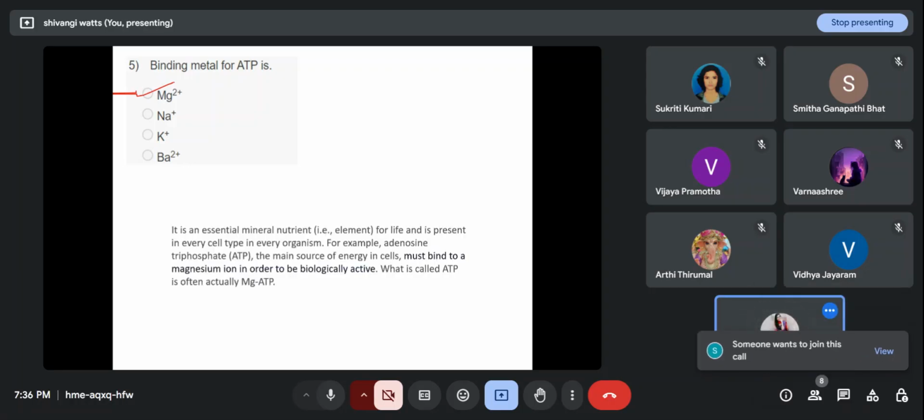So they are talking about ATP. So it is essential for life and it is present in every cell type in every organism. ATP is the main source of energy in the cell and it must bind to the magnesium ion in order to be biologically active. That's why it is called as magnesium ATP. So magnesium plus 2 is the right answer.